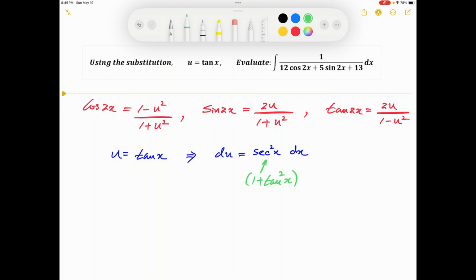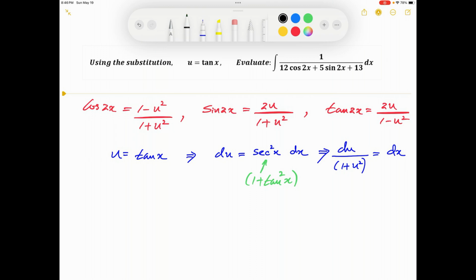Since tangent x is equal to u, we can write this equation as du being equal to 1 plus u squared times dx. Then divide both sides by 1 plus u squared, and we get du over 1 plus u squared equals dx. Alright, now we can substitute those things in the given integral.